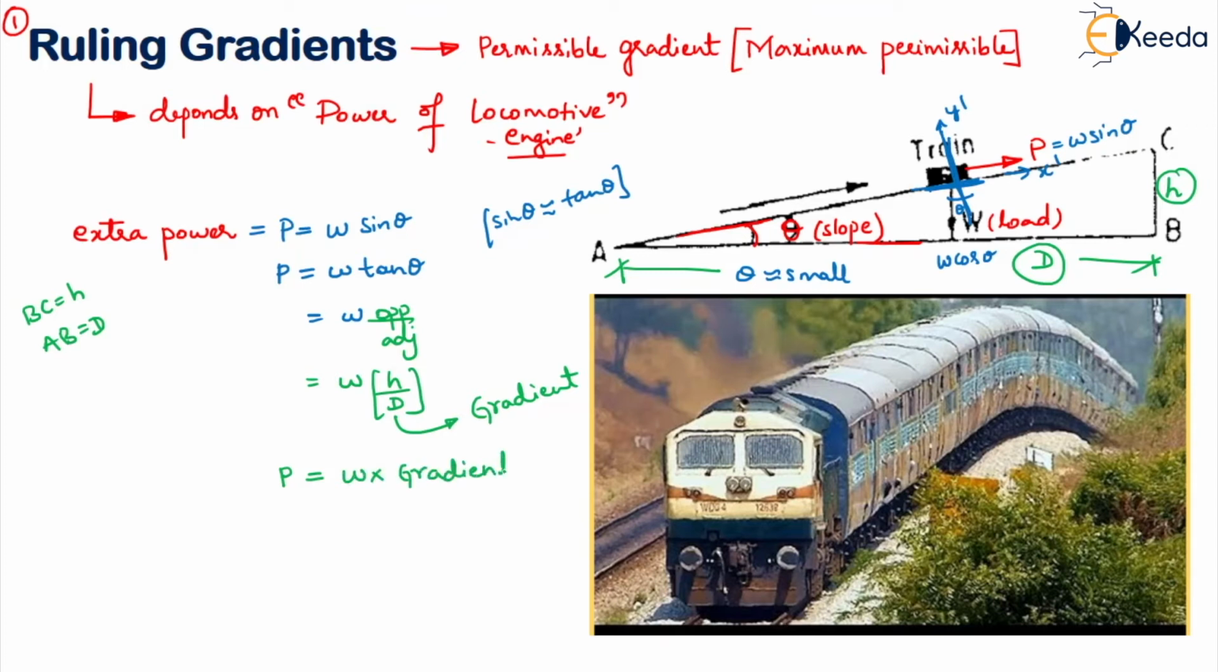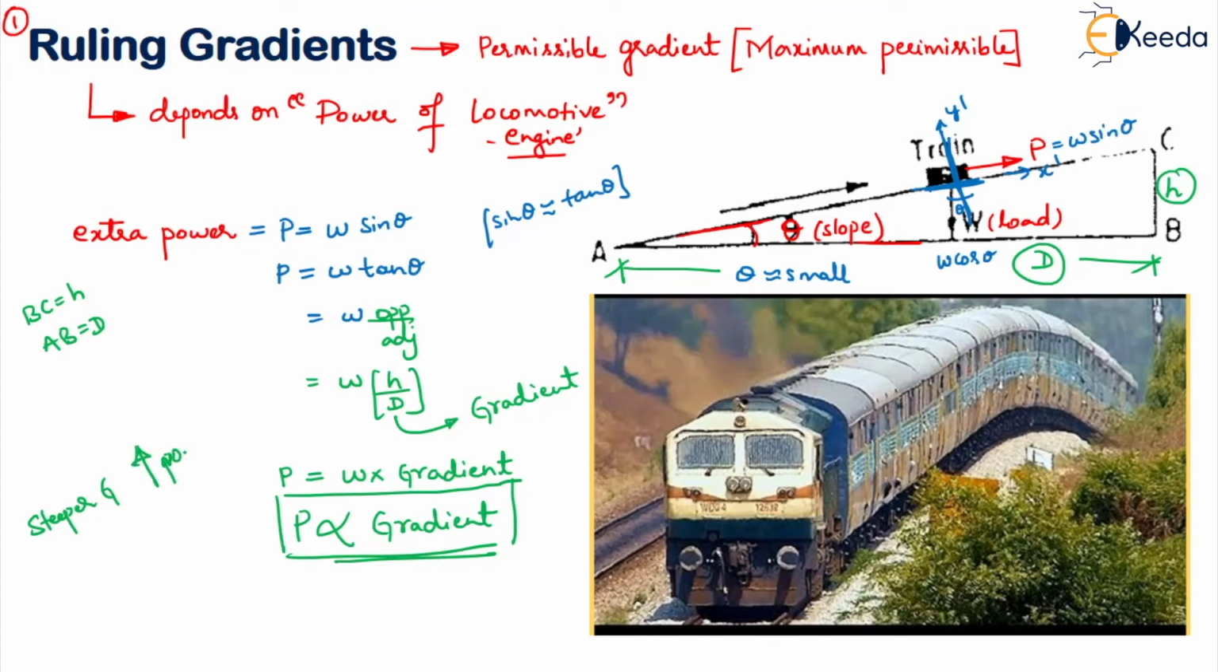So W into gradient. Now if you observe, P is directly proportional to your gradient. So the power of the locomotive will depend upon the gradient directly. More steeper the gradient, more power you require. So let me write here, steeper gradient requires more power of the locomotive, right? This is an important point that you have to remember.